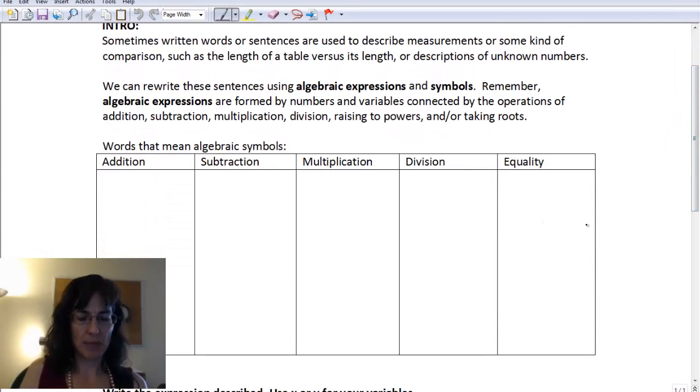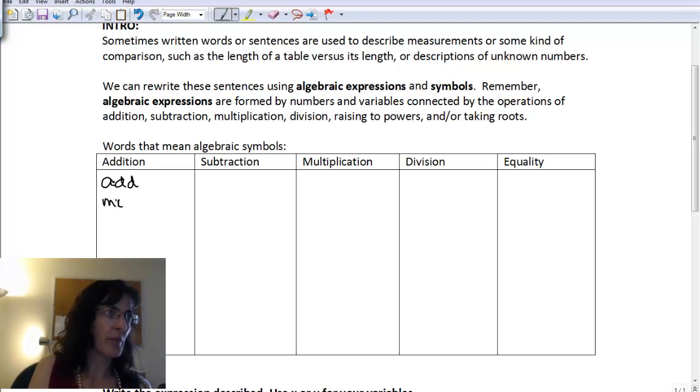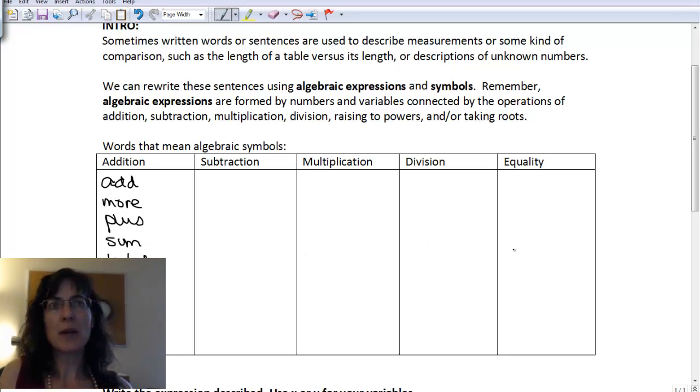And generally, if we're looking at addition, we might see a word like add, or more, or plus, or sum, or total. Now, sum and total could also show up under equality, where that would be the spot where you need to put an equal sign. So you need to kind of watch those two.